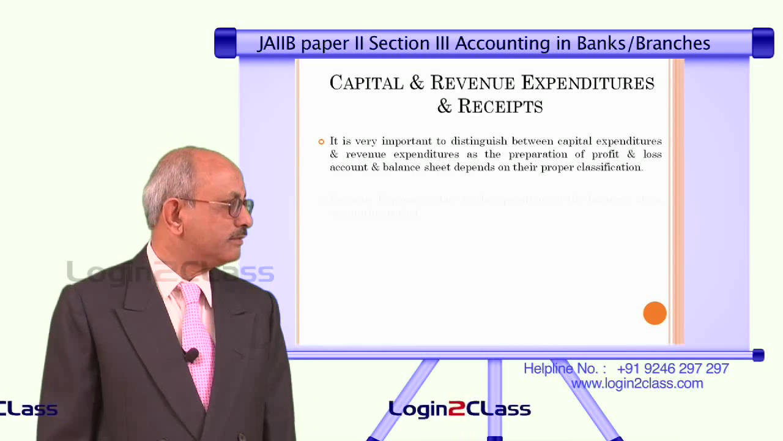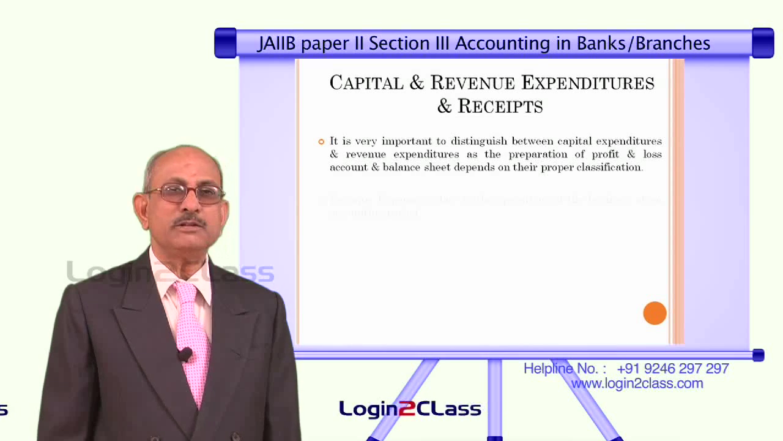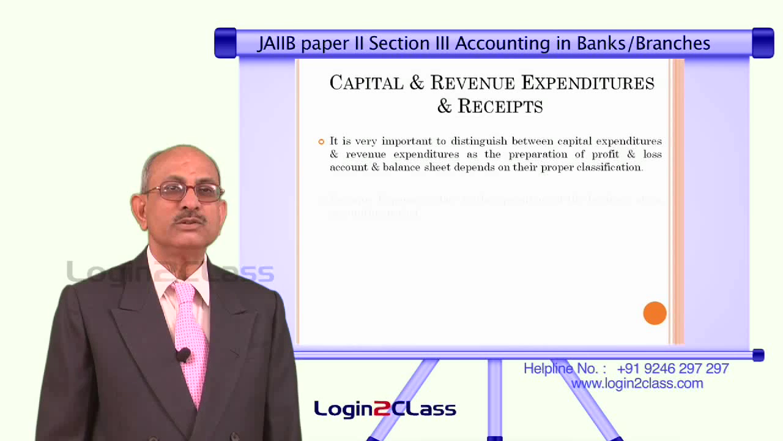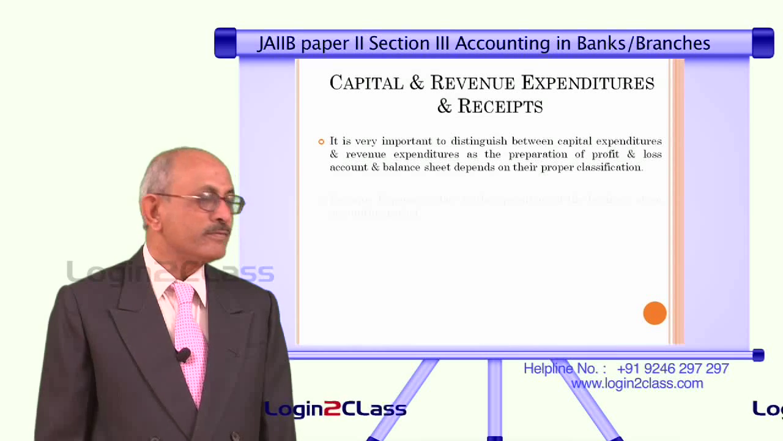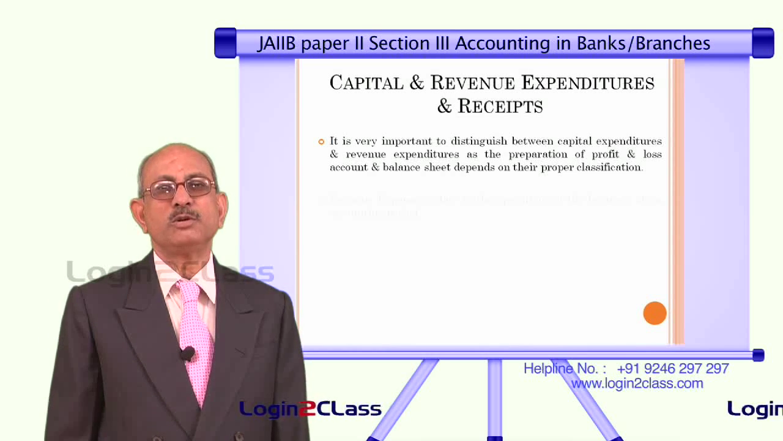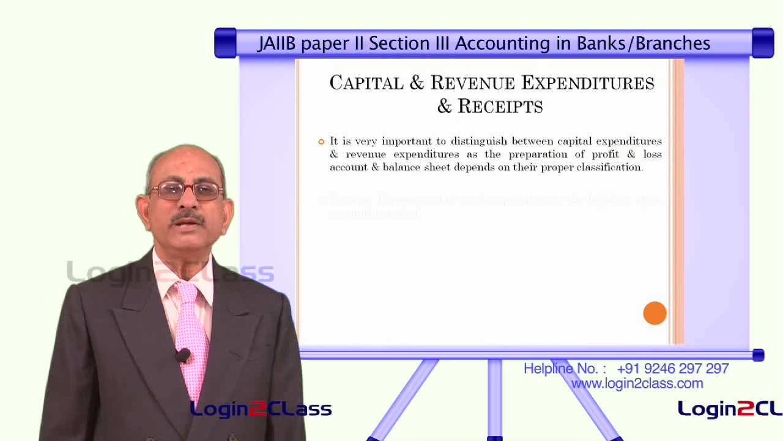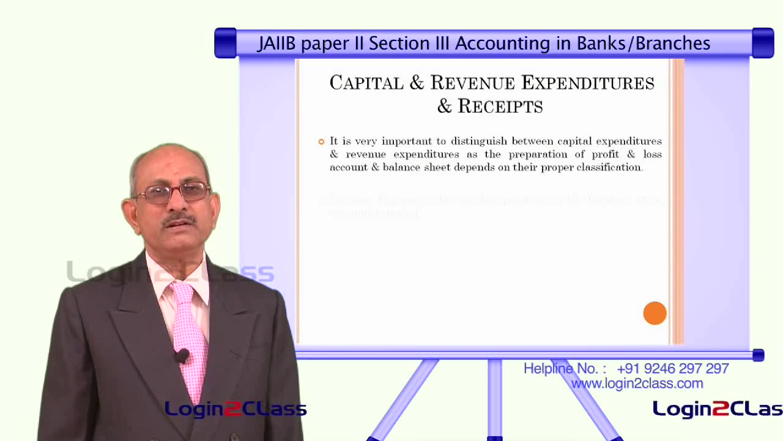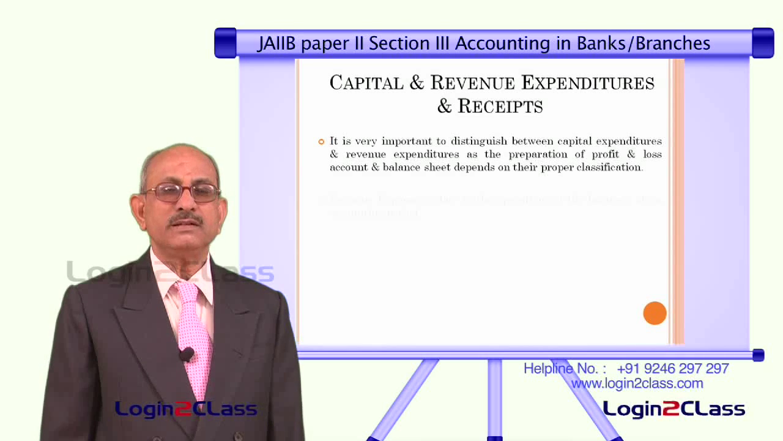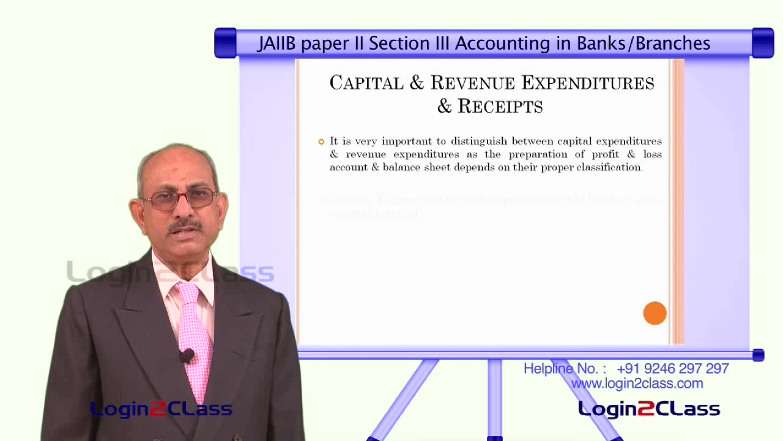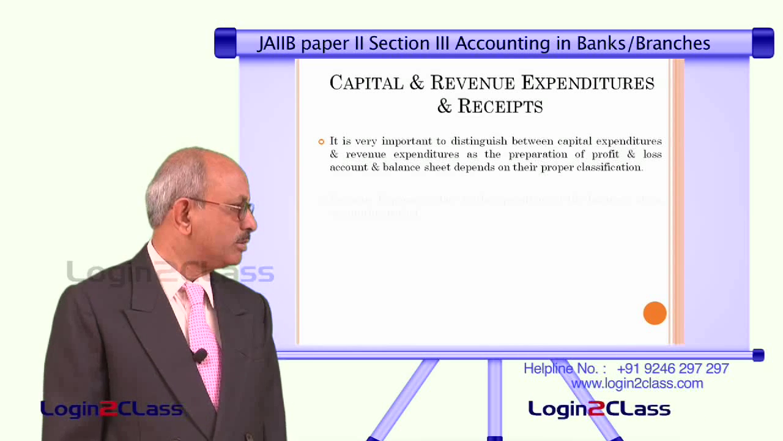So it is therefore necessary to have proper distinction between capital expenditure and revenue expenditure, so that this will help in the proper preparation of the profit and loss account. And if the classification is not done properly, then the profit or loss shown in the profit and loss account will not be correct, will not be a true and fair view of the operations of the business. So therefore, we will have to understand the meaning of capital expenditure and revenue expenditure, and this can be done with the help of certain examples.